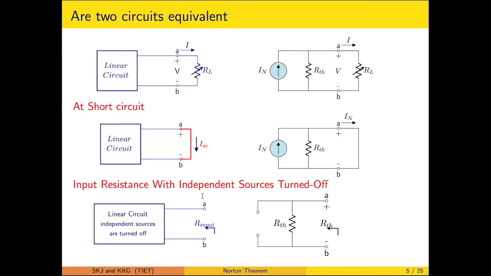If the independent sources are turned off, then this current source, which is an independent source, has to be turned off by an open circuit. So ultimately the input resistance experienced by this equivalent will be the RTH, and the equivalent resistance experienced by the original circuit is the R input. As we have seen in the Thevenin's theorem, when the R input is equal to the RTH and the ISC is equal to the IN, then only the two circuits will be equivalent.